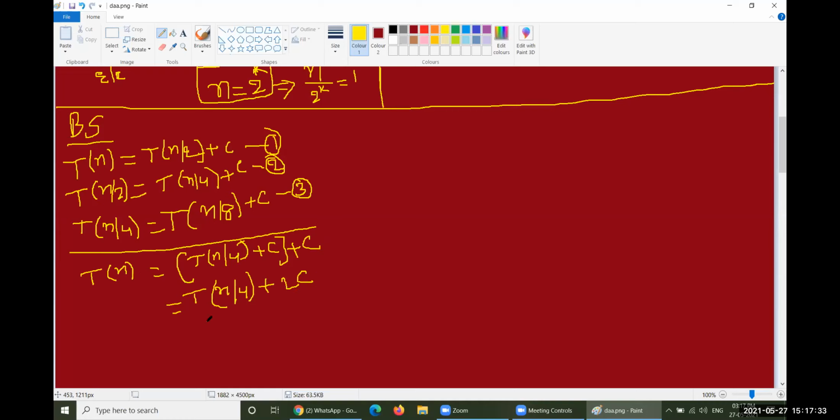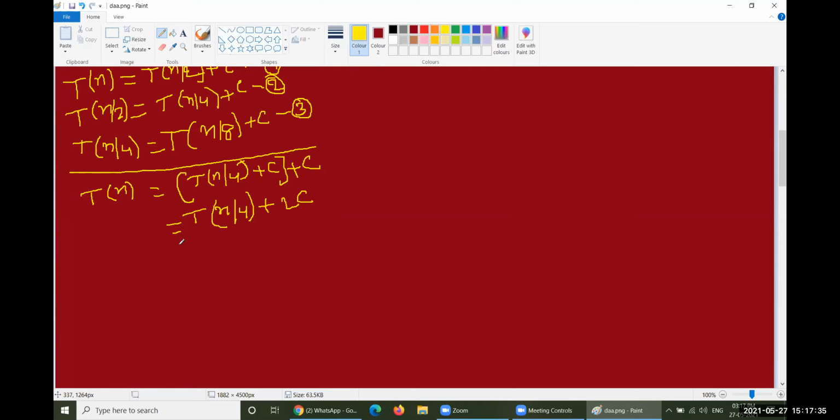Okay. Then substitute the value of T of n by 4 here. So that is T of n by 8. After substitution of this T of n by 8, the value will be plus 3c. After complete substitution, it becomes 3c. And continue. You can change the values wherever possible to convert them into 2 power 3. So therefore, it could be seen, T of n divided by 2 cube plus 3c.